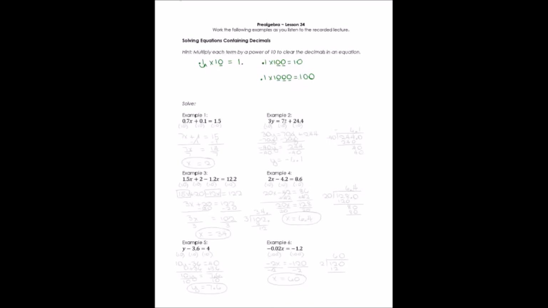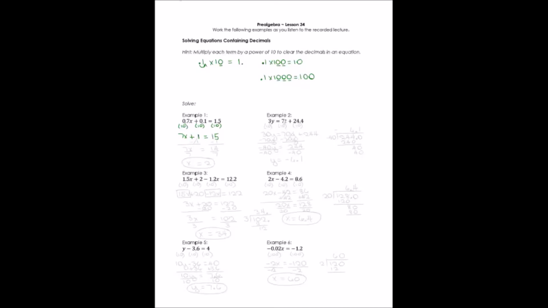Each of those terms only has 1 decimal place. If I multiply them times a 10, they will become whole numbers. Remember, a 10 with 1 zero moves the decimal 1 point to the right, and that's all I need to get rid of 1 decimal place. So I'm going to say 0.7x times 10 will give me 7x. 0.1 times 10 is going to give me a 1, and 1.5 times 10 is going to give me 15.